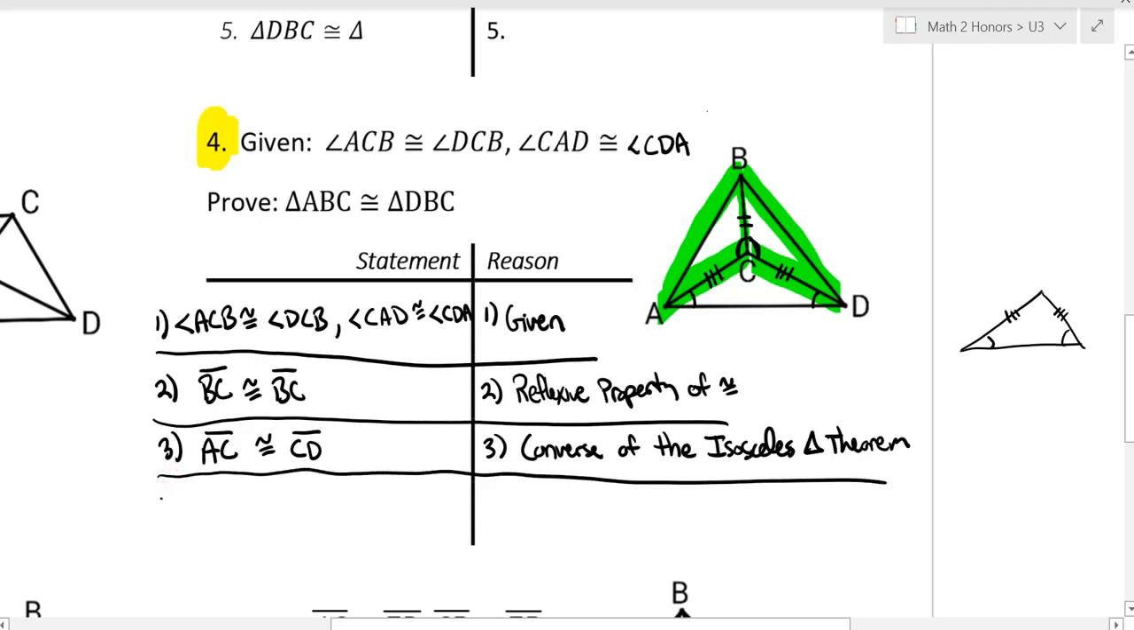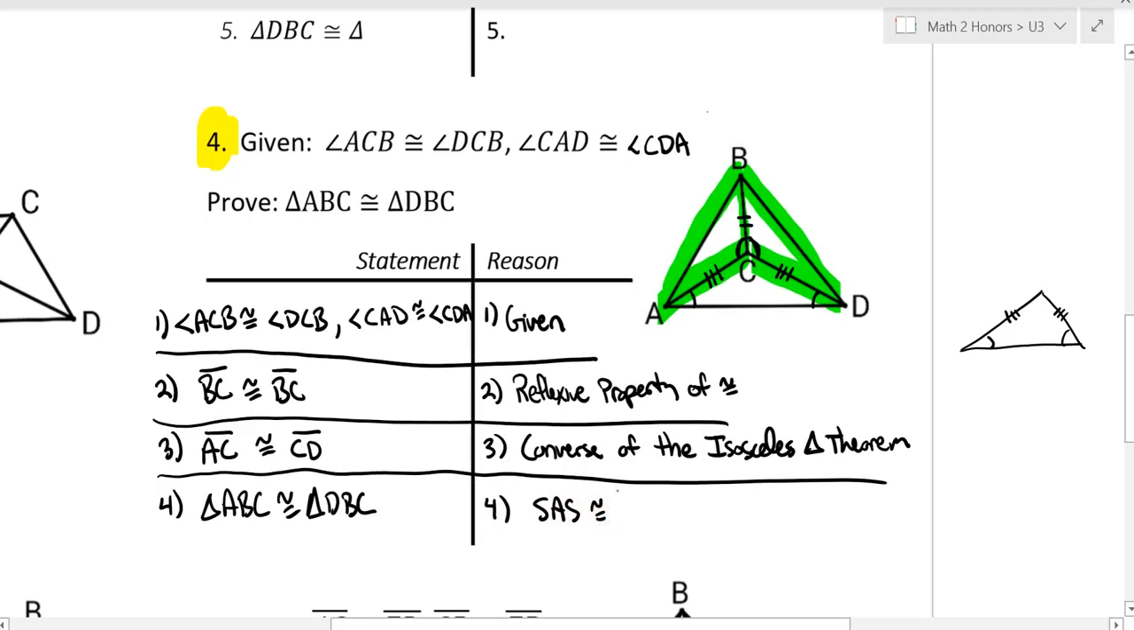Now, if we look at our diagram, we see that each of those triangles that I highlighted in green have two sides and one angle congruent to two sides and one angle. So we could say that triangle ABC is congruent to triangle DBC. And the reason here would be side angle side congruence.